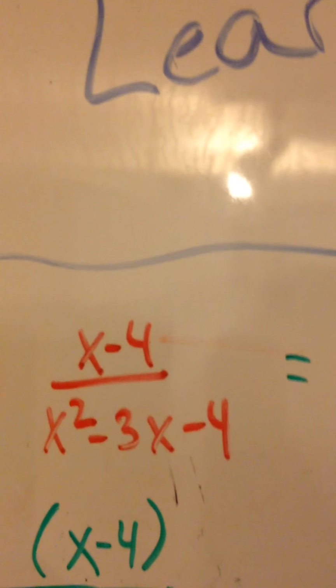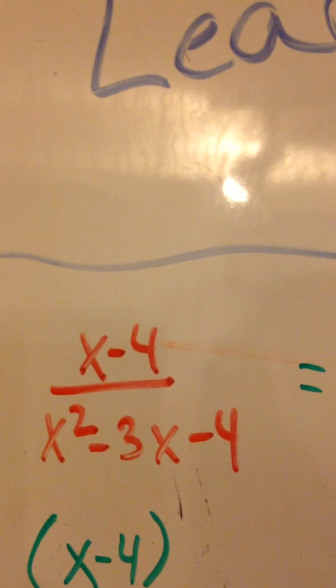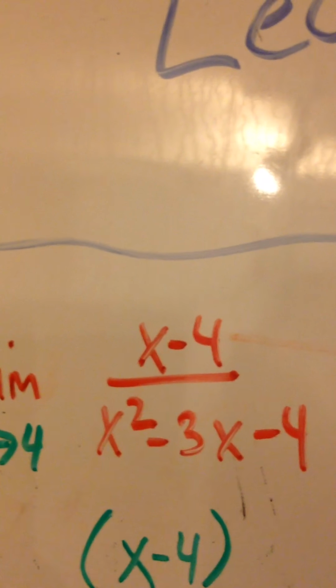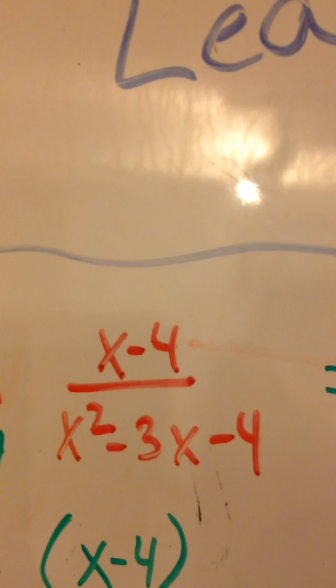Now, since it's a binomial on top and trinomial on the bottom, I think we could factor it and then try to substitute in that 4. But while you're trying that, let me show you the new way we're going to be solving this stuff. We're going to make a table of values.